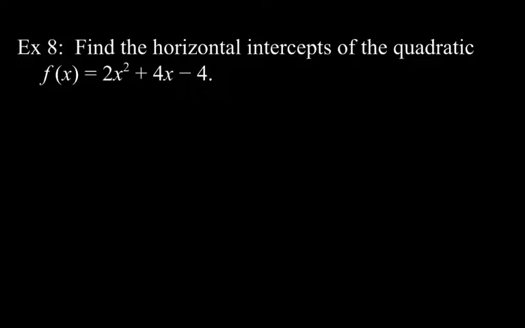So example 8, find the horizontal intercepts of the quadratic function given here. The first thing we're going to do is rewrite it, because when we find intercepts, we put in a 0 here. The other thing I would look at, I'd look at possibly trying to factor it.